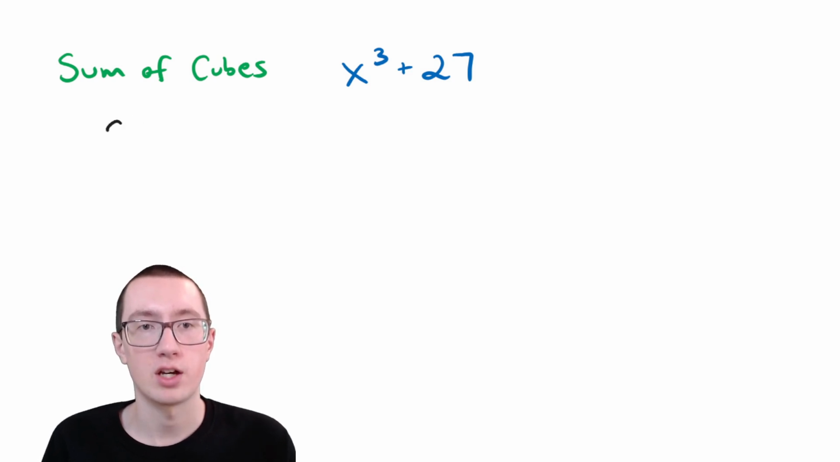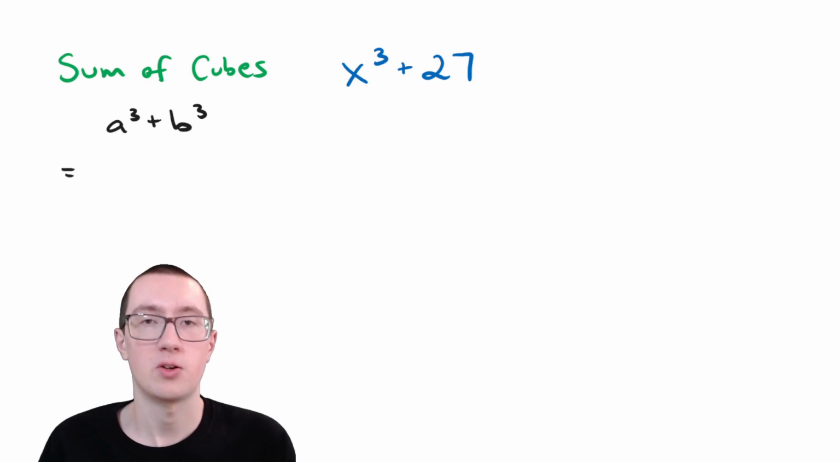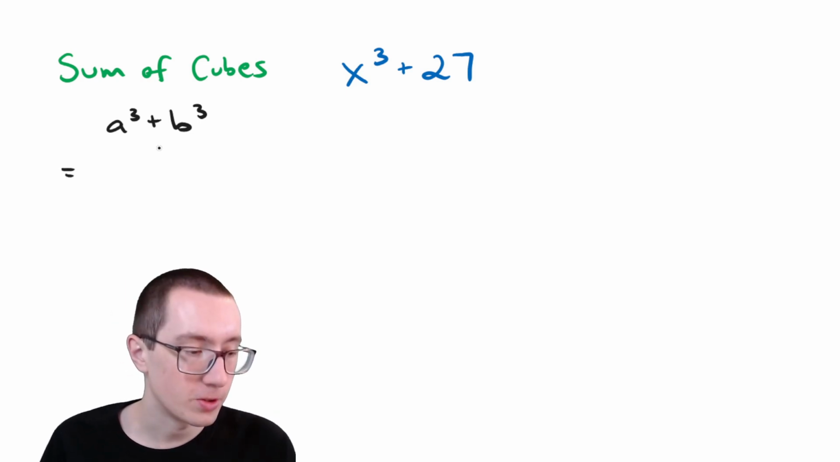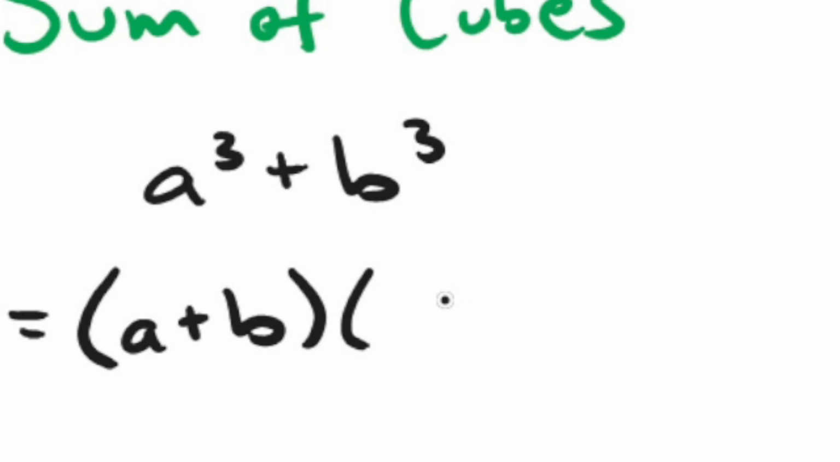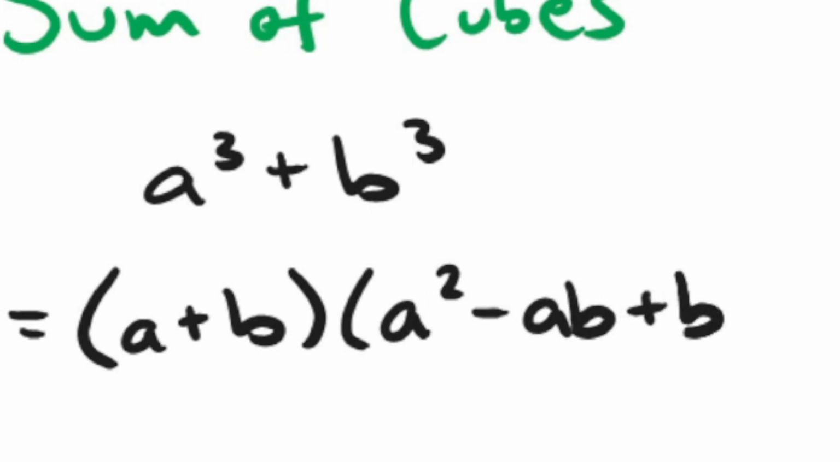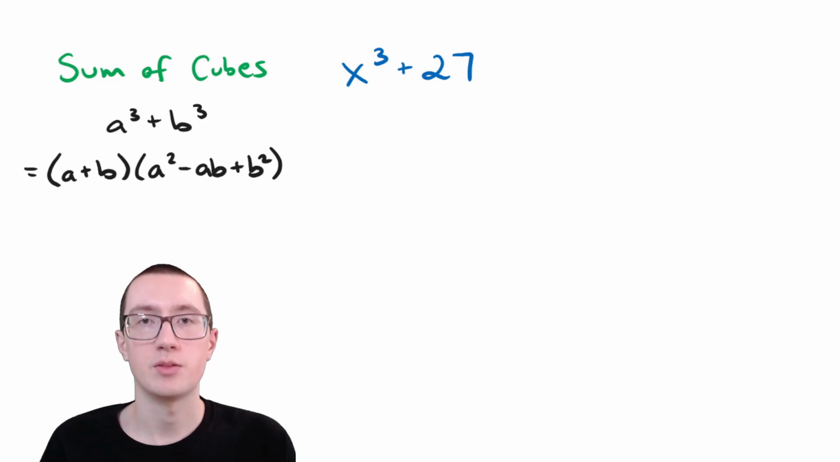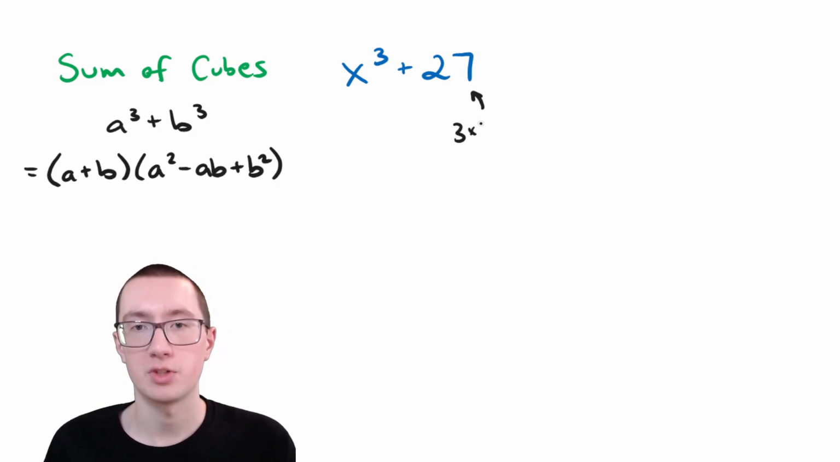Just like before, we're going to have that format of a cubed plus b cubed, but this time it's going to turn into something a little more complicated. It's going to turn into a plus b times a squared minus ab plus b squared. So we need to figure out a and b just like before. In this case, b is not going to be 27. It's going to be what we multiply 3 times to get 27. So 3 times 3 times 3 is 27. B is equal to 3.